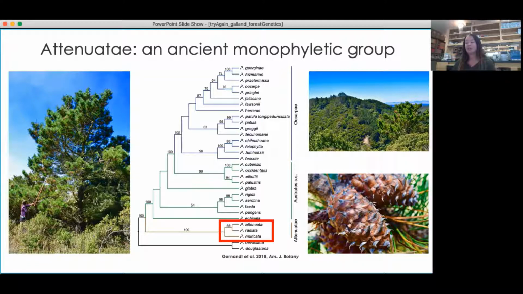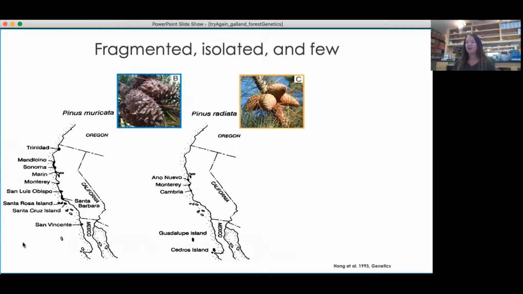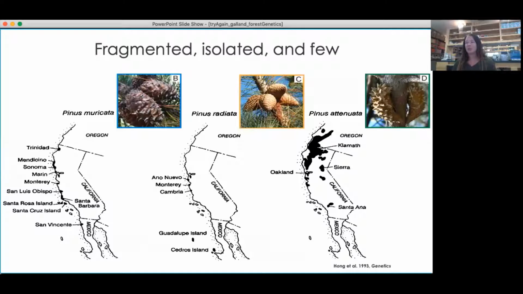So in contrast to other widely distributed pines, these species are found in highly restricted ranges and severely isolated populations, and they form this basal monophyletic group. So it's hypothesized that these three species experienced massive range constriction during the changing geological epochs, eliminating the population continuity in response to both physical and climatic barriers.